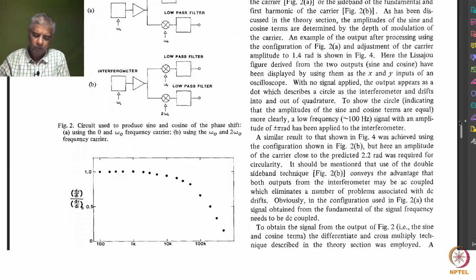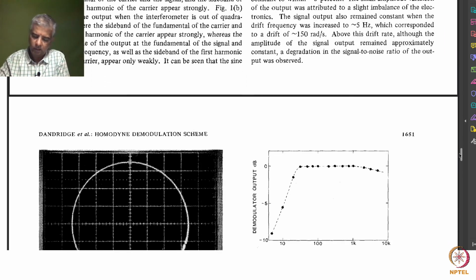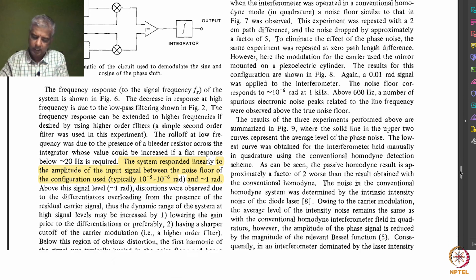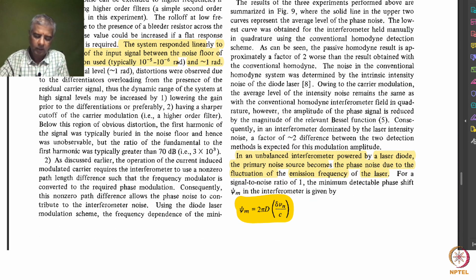So, of course, they talk about this beating at the FC and 2FC to get those beat components, and then they talk about how to do this differentiate and cross multiply scheme to extract phi of t. And what they mentioned there is they are able to get to about 10 power minus 6 radians to about 1 radian in their work, which of course, this was almost 40 years ago.